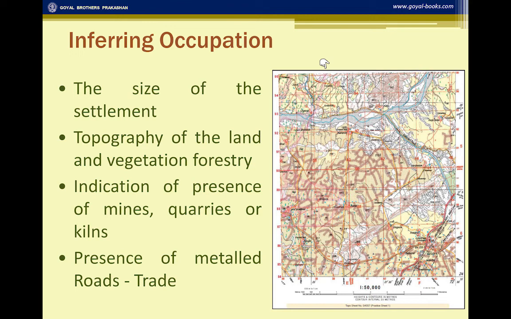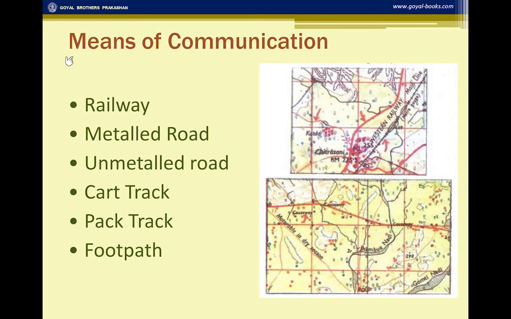Suppose there is a forest here, then people would be engaged in forestry or wood collection. Suppose there is a metal road, as I said, they are engaged in trade. So the presence of mines, quarries, kilns or a metal road indicates trade, and people are working in the mines and quarries. Sometimes the area has stone quarries, then people are working in the stone quarry.